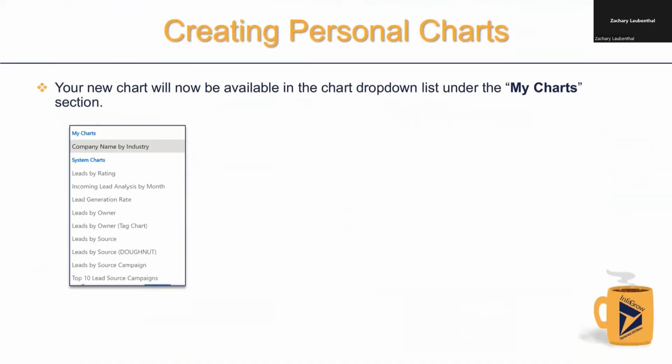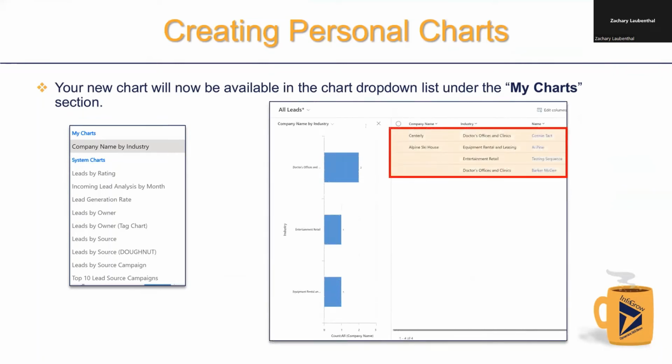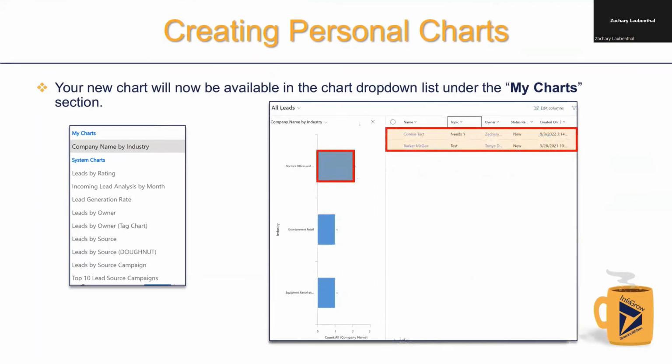Your new chart will now be available in the drop-down list under the My Charts section. The corresponding list of records on the right of the chart will also change with the chart as you select different areas or columns. So in this example, if you select the entertainment retail industry bar in the chart, only the records associated with this industry type will display.